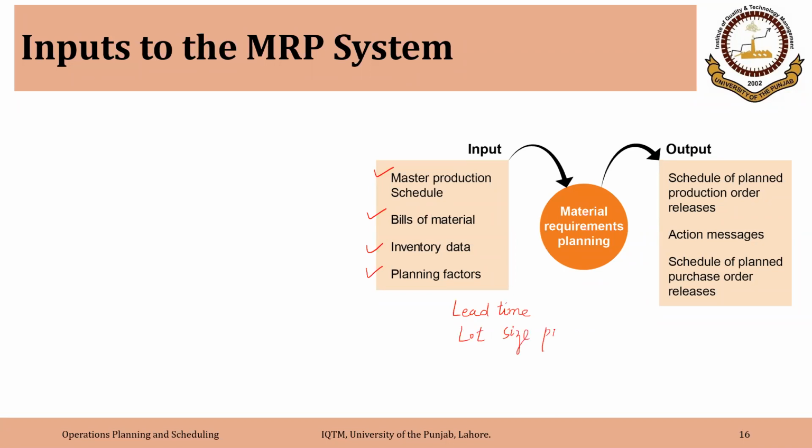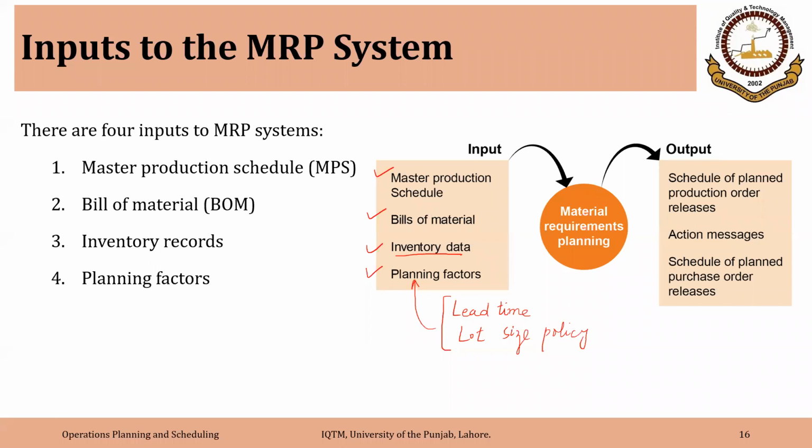So such information is contained in a separate file or in the same file that has inventory data. So these are called the planning factors. And the inventory data file contains the latest information about the status of the inventory of a certain item. So what is the quantity that is available? What is the quantity that is on order? What is the quantity that has been allocated and so on?